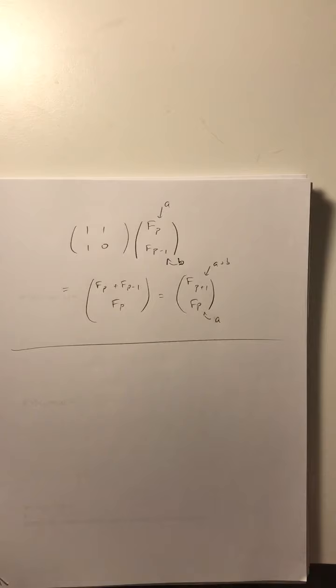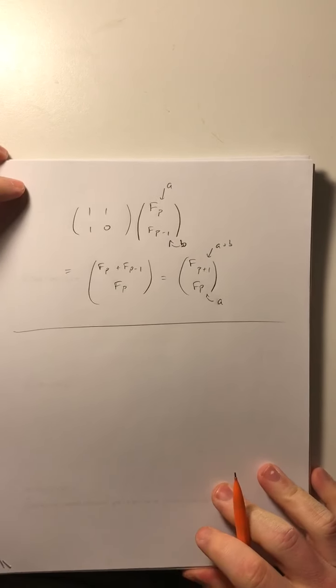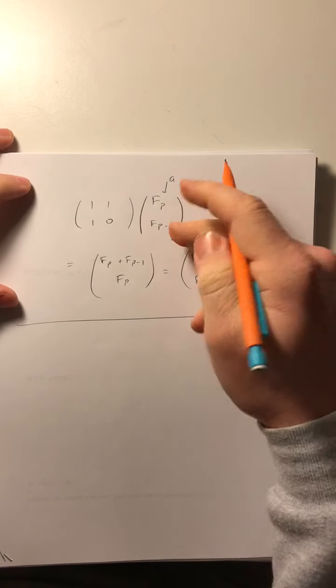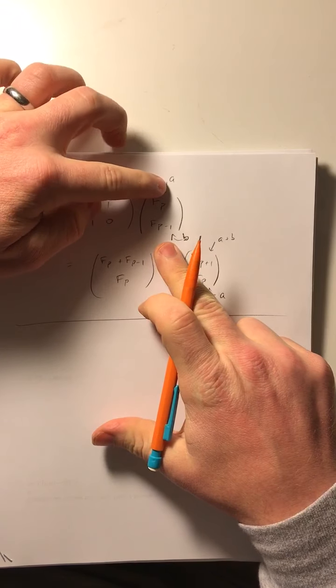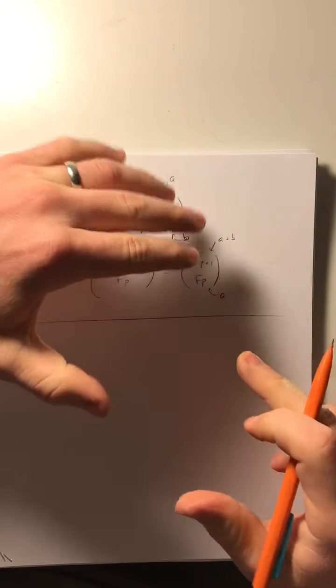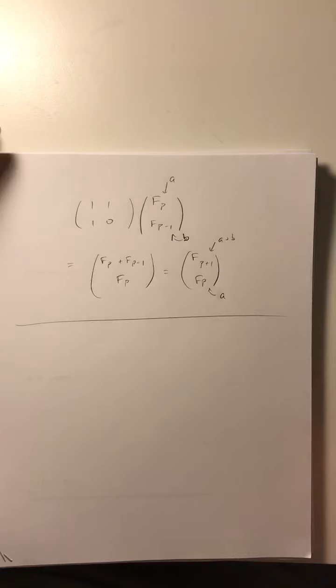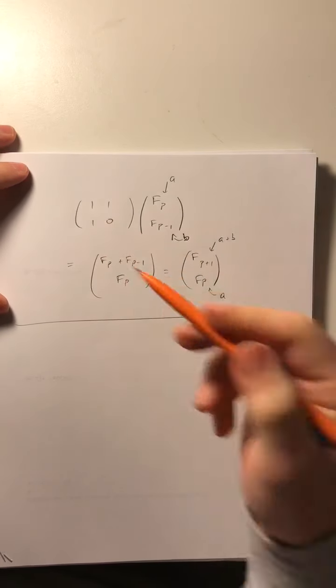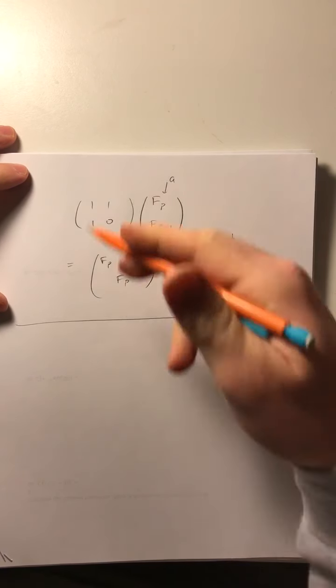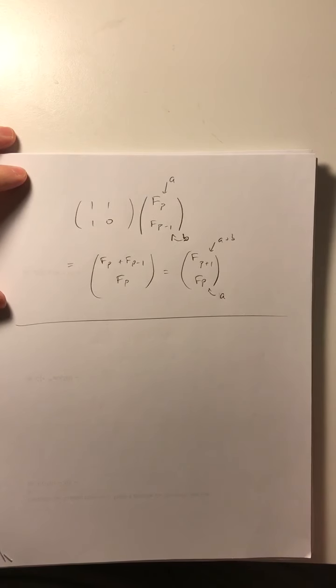Okay, but now what's the point of this? Well, this takes two consecutive Fibonacci numbers and gives me the next, kind of shifts by 1. What if I wanted to shift by 2? I just multiply by this matrix again. What if I wanted to shift by 3? I just multiply by the matrix a third time.